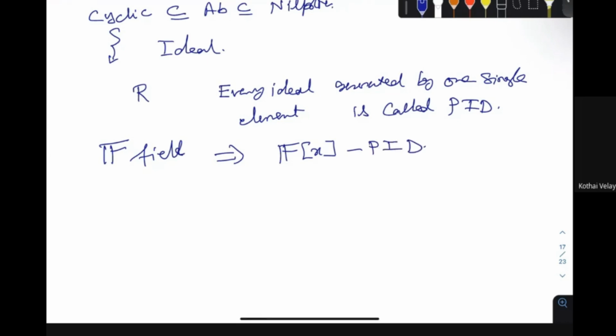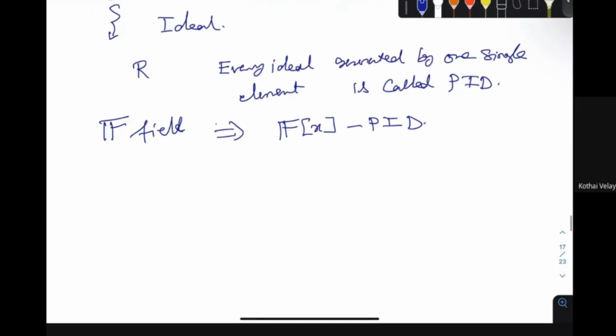Principal ideal domain. That is, every ideal can be generated by one single polynomial. Eventually, we are preparing for this only to understand the third part of ring theory. So every polynomial ring F[x] over a field is actually a PID. In fact, the converse is also true. That's a big theorem number one.